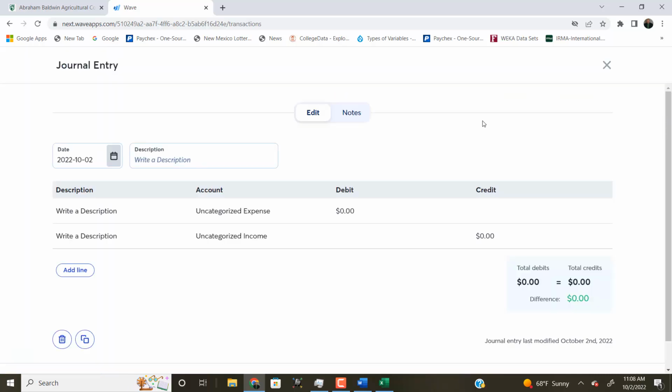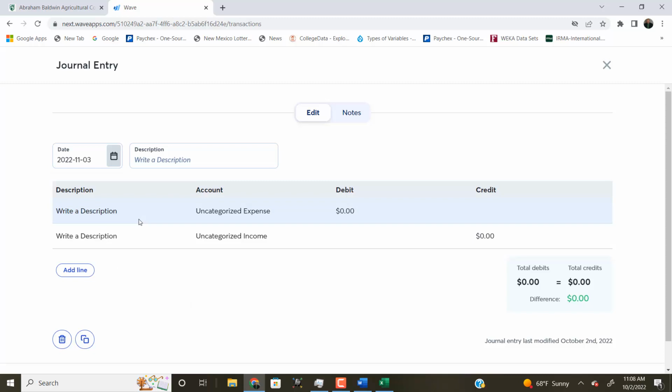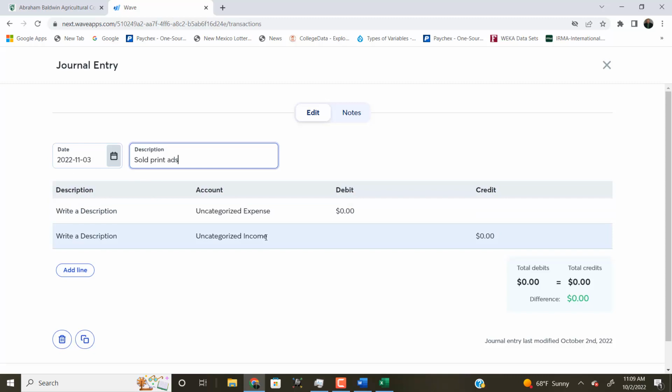Now, this is happening on the 3rd of November, so we're going to have to put it in as November the 3rd. Remember how important those dates are, because if you don't put the dates in correctly, then when you try to do your income statement, it won't work right. So you have to make sure you put those dates in correctly. All right, so the description is sold print ads. And you're going to have 3 lines here. You're going to have two debits and 1 credit.